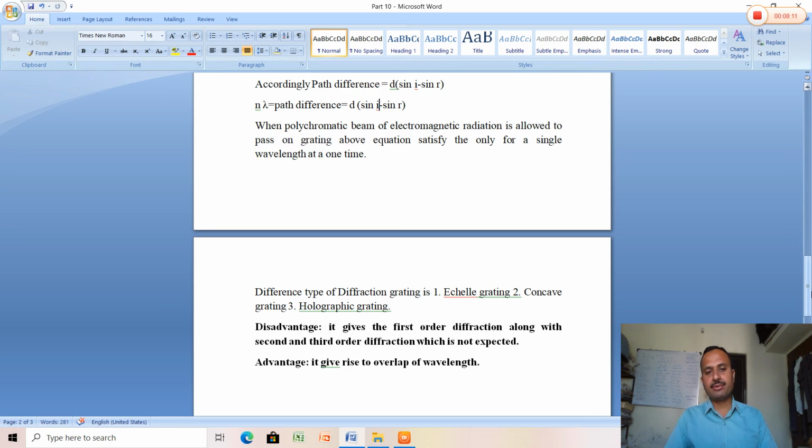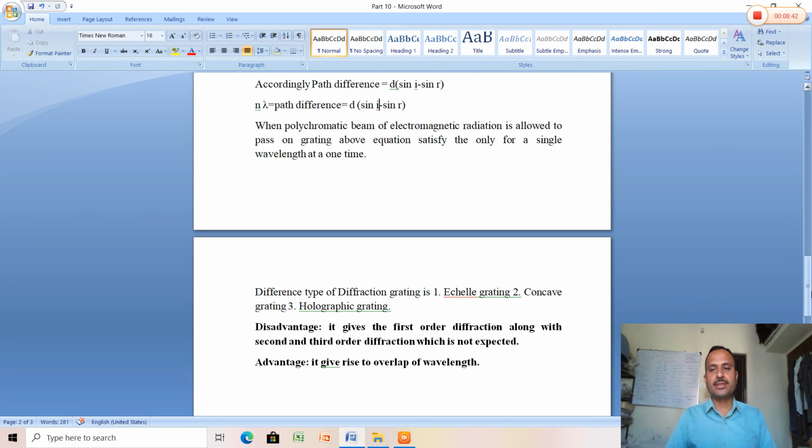What is the advantage of diffraction grating? The prism gives rise to overlap of wavelengths, which is a disadvantage of the prism, and that is the advantage of the diffraction grating. So it is the opposite pattern of advantages and disadvantages between the prism and the diffraction grating. Remember all these points regarding the diffraction grating.